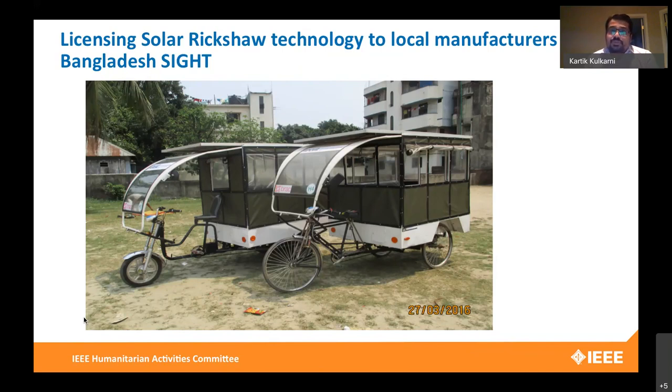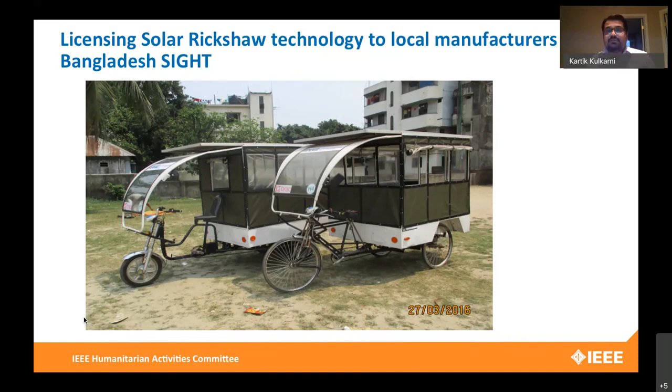So what our SIGHT group in Bangladesh has done is build off-grid charging stations. They've also improvised the design of these manual rickshaws by making them run hybrid, both on manual cycling and also on battery power, so that they could increase the mileage range that can be accomplished using the battery power, right? So they are licensing this technology to the local manufacturers. This is a fantastic example.